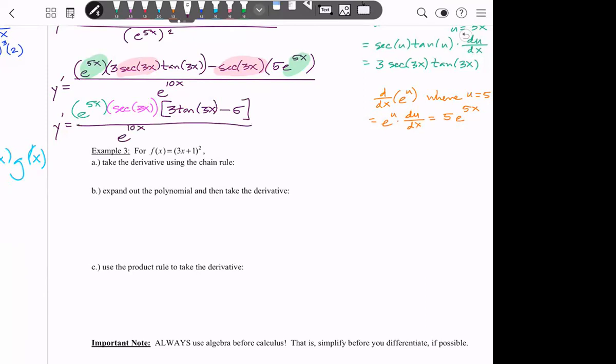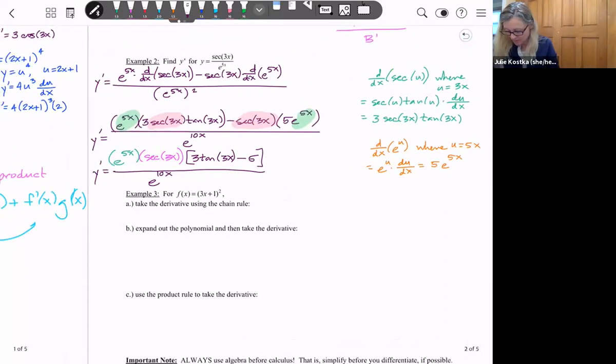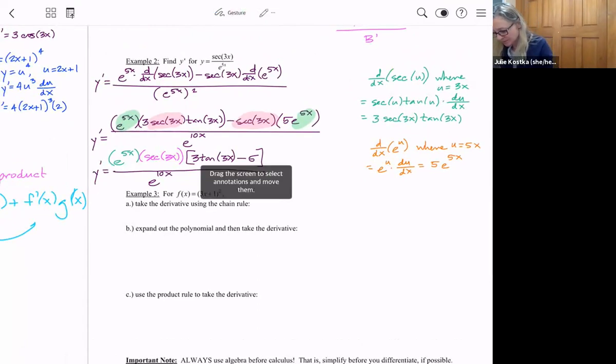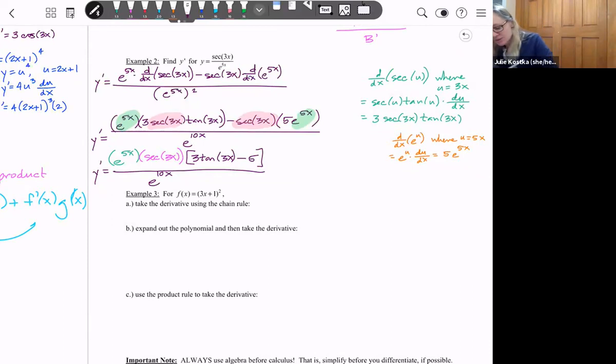But wait, there's more. What else can we do? Can you do anything with the e to the 5x and 10x? Exactly, Matthew. We're going to reduce those. We're going to reduce these guys by subtracting their exponents, and of course we end up down here because there are more of them. So finally, we're going to write our answer as y prime equals secant of 3x times 3 tangent.